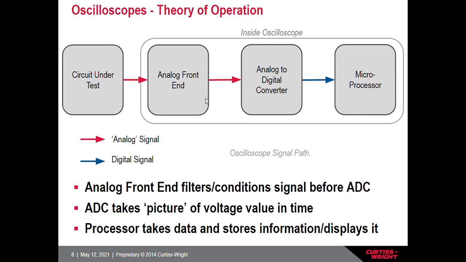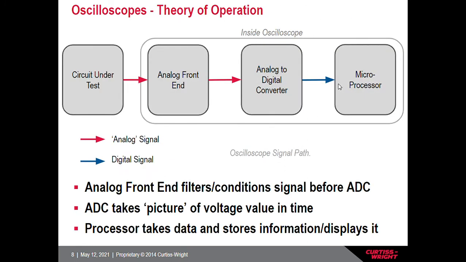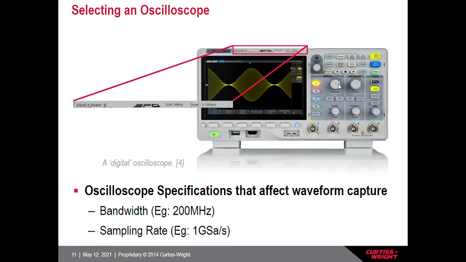Once the clean signal leaves the analog front end, it goes to the analog to digital converter, and what this does is it kind of takes a picture of the waveform in time, then converts it to a digital or a binary value, and is then sent to the microprocessor for processing. So a picture of that analog to digital conversion can be seen here. This nice clean waveform is sampled, digitized, and then sent to the microprocessor. And the microprocessor then takes those digital values, stores it, and then displays it on the screen.